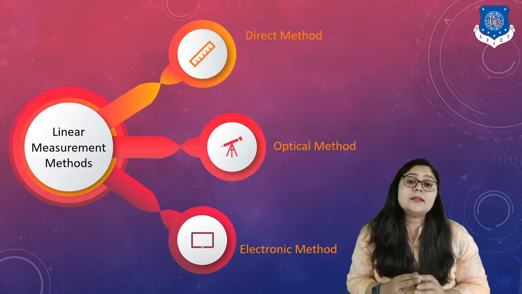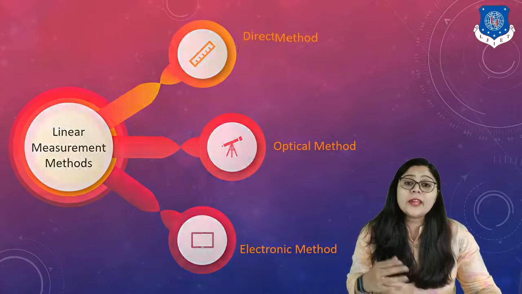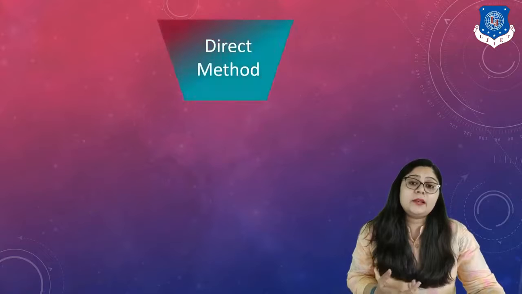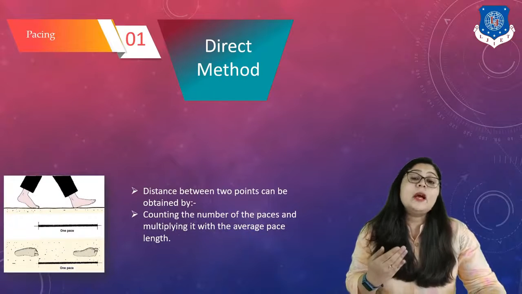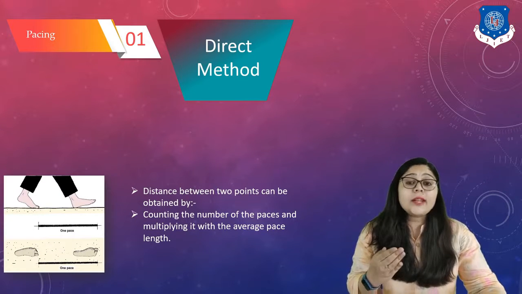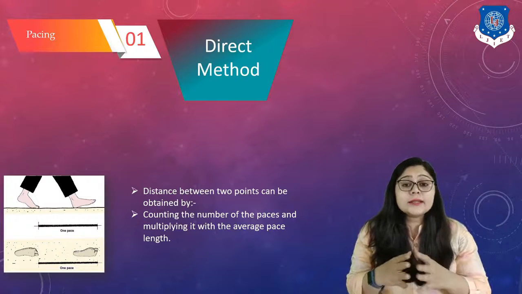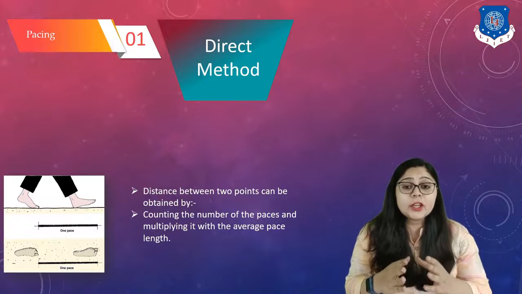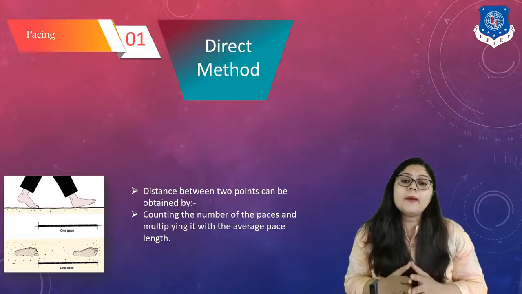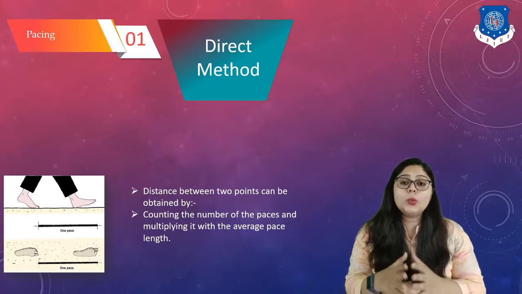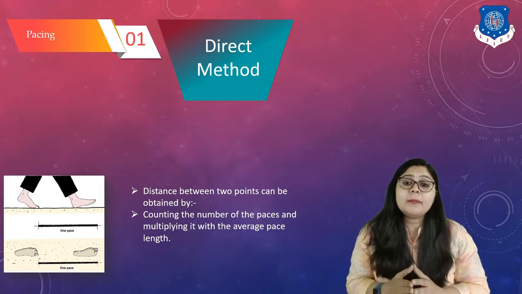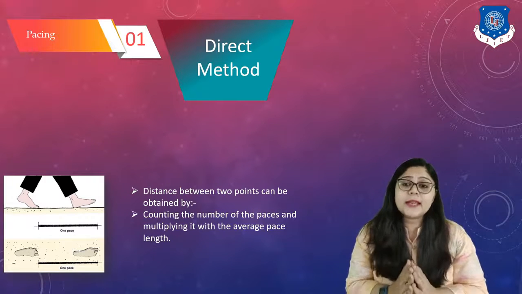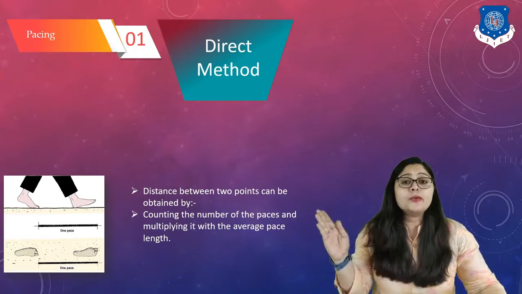Now, let's discuss the direct method first, or we can say the approximate methods for calculation of length, right? So, in the direct method, the first type is pacing. What is pacing? The distance between two points can be calculated here by counting the number of paces and multiplying it with the average pace length, right? Here on screen you can see the example of how one pace is calculated. So this is all about pacing.